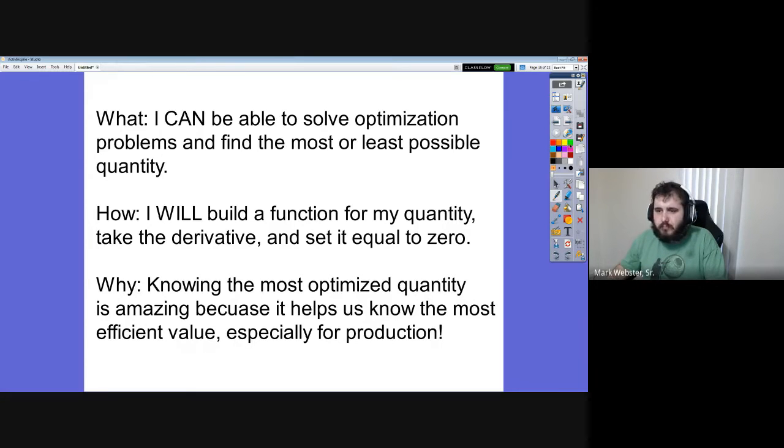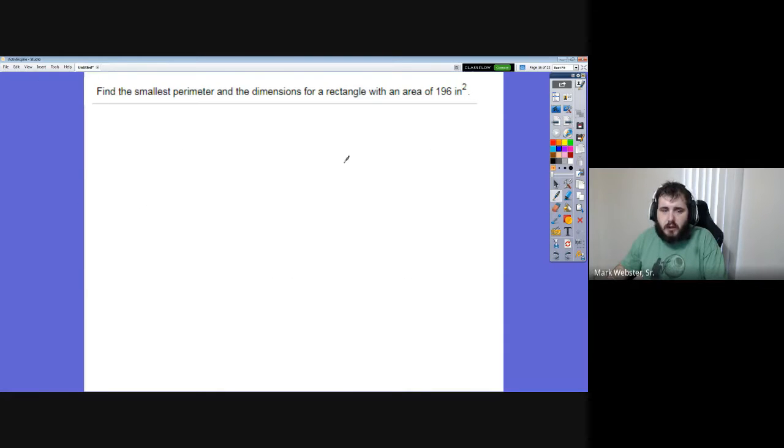So let's begin. Here they're telling us to find the smallest perimeter and the dimensions for the rectangle that has an area of 196 inches squared. So first things first, smallest, and then what do we want the smallest to be? The perimeter. So our function that we're going to minimize is the perimeter function.